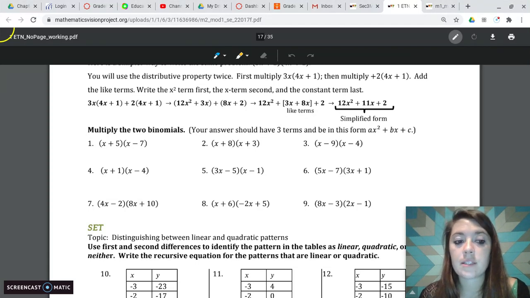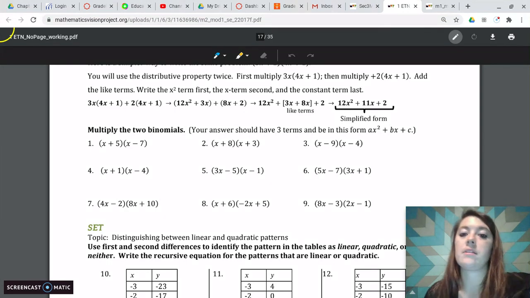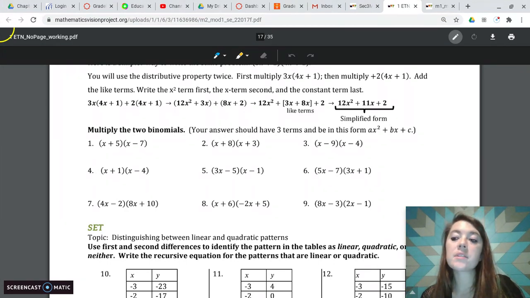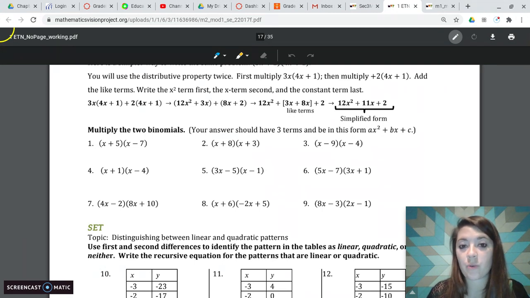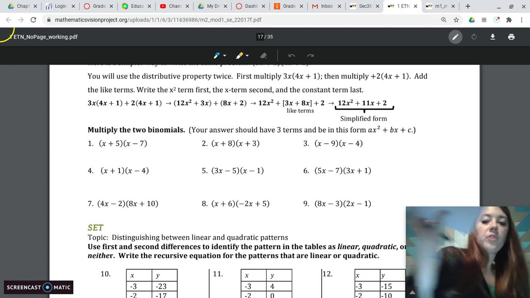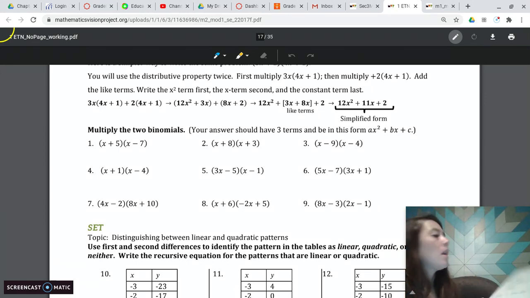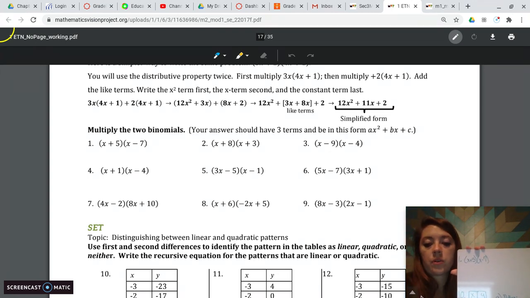first, outer, inner, last. In my opinion, it is an easy way to work through these problems. Most people find FOIL easier to work with than doing the distributive property twice. Not everyone, but it works essentially the same way. You get the same answer in the end, no matter what. All right, so we are looking at number 1. So let me make the screen big.